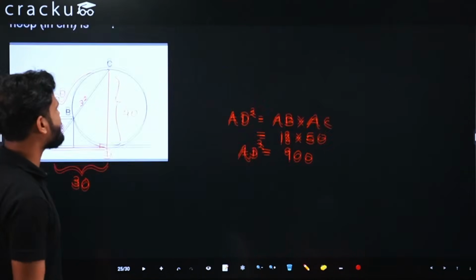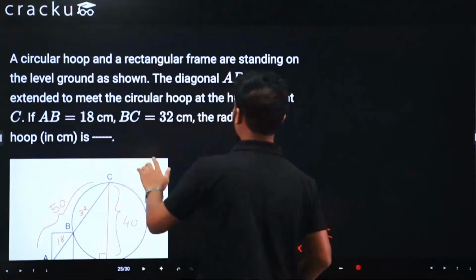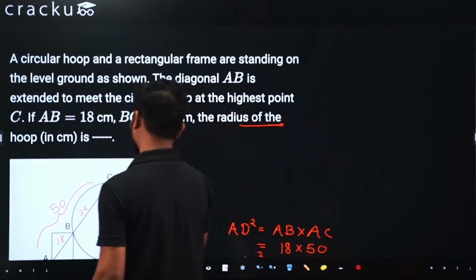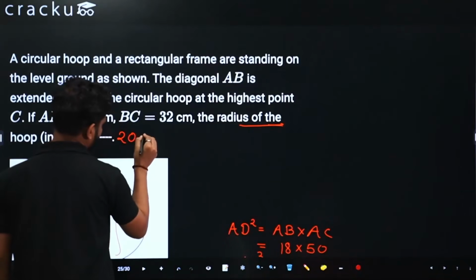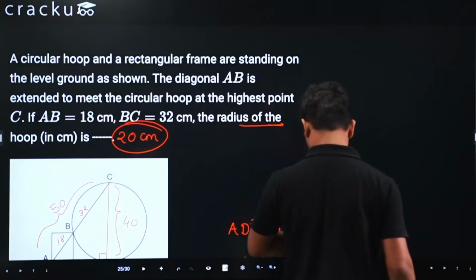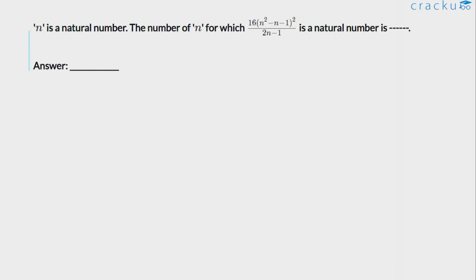So diameter is 40. If diameter is 40, the radius of the hoop will be what? Half of diameter, which is 20. So answer to this question is 20 centimeter. This is how you can solve the question.